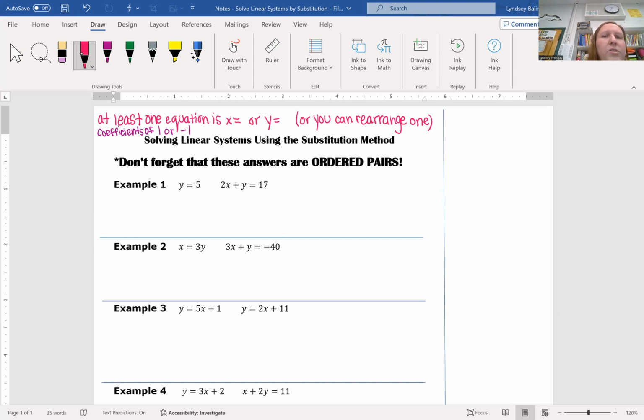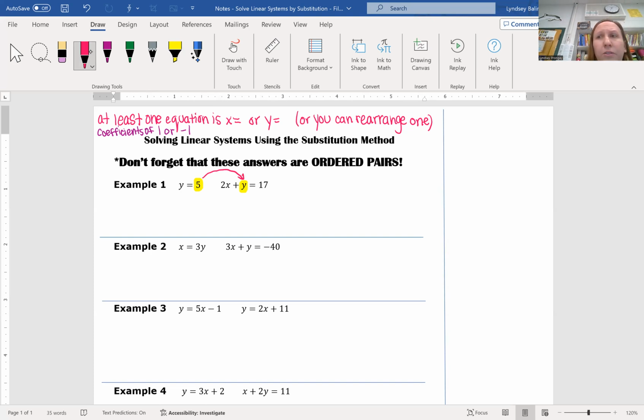Okay, so we have example 1. y equals 5 and 2x plus y equals 17. The idea with substitution method is we're going to take one of the equations and substitute it in, plug it into the other equation. Okay, we're going to start off kind of basic and get harder as we go. So with the first one, if y equals 5, I'm going to take that and plug it in into the y in the other equation.